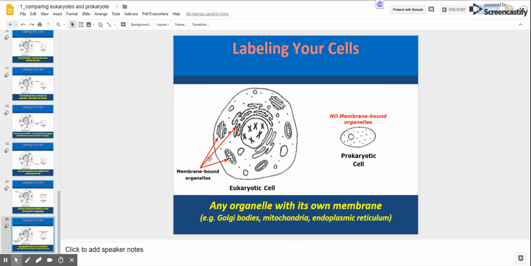And then our membrane-bound organelles like the Golgi, the endoplasmic reticulum, the mitochondria, and if we're looking at plants, the chloroplast, the vesicles, the vacuoles, things like that. So this is so much bigger because it has membrane-bound organelles and a nucleus. Prokaryotes don't have either of those things. No membrane-bound organelles, no nucleus.